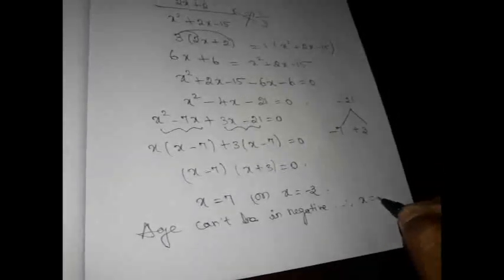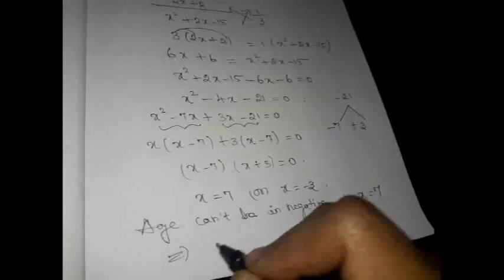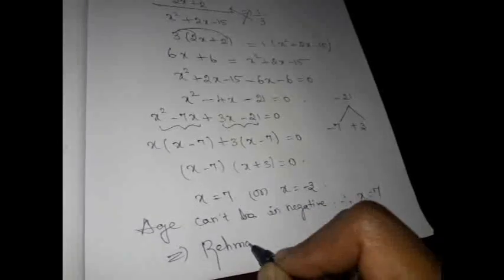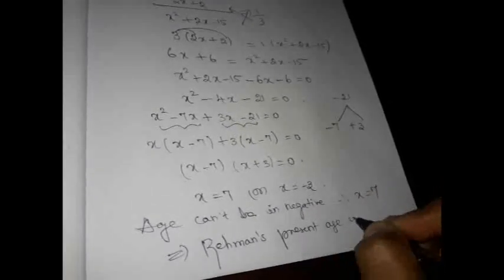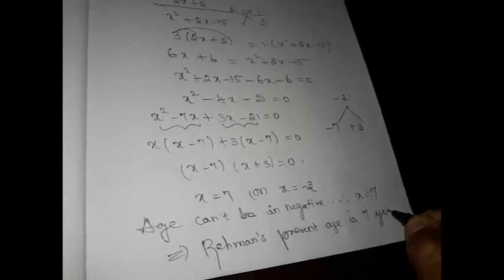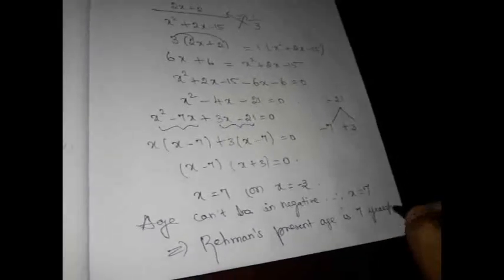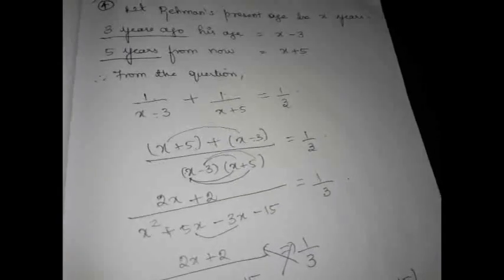Therefore, x should be equal to 7. So this implies Rahman's present age is 7 years. Right? Hope you understood. This is a very easy problem. As usual, you have to state your equation and then try to solve it.